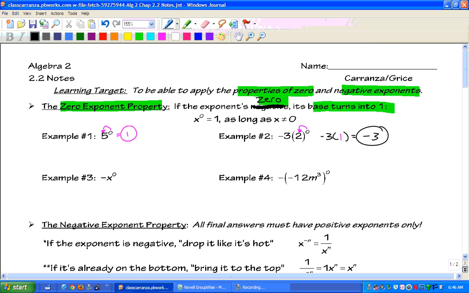All right, example number 3. Just the base turns into 1. Okay, that negative sign is still there. So that changes to a negative 1.